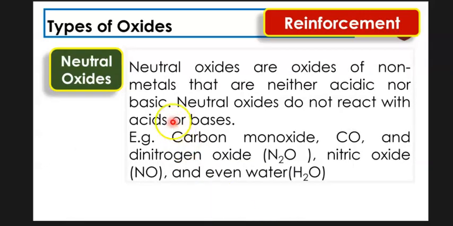So we have the neutral oxide. Neutral oxides are neither acidic nor basic. So they are neutral, meaning they do not react with either acid or bases. Examples: carbon monoxide, nitrogen oxides. Water itself is a neutral oxide, and dinitrogen oxide, which is known as nitrous oxide, and of course we have nitric oxide, which is nitrogen monoxide.